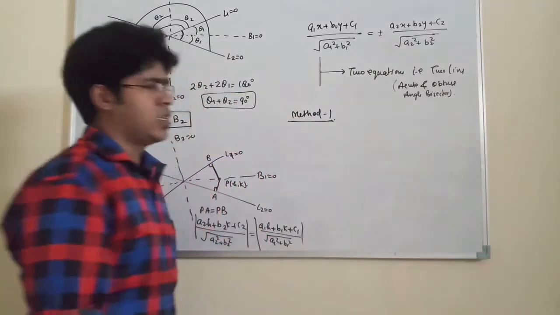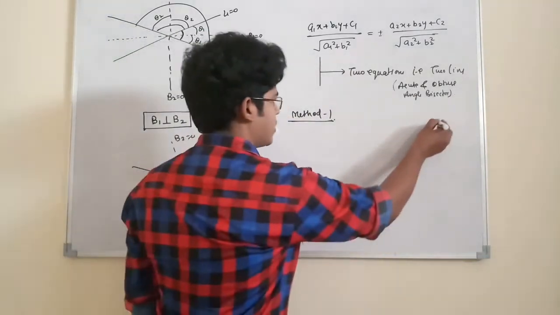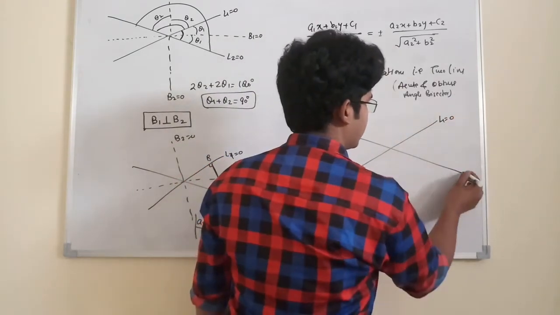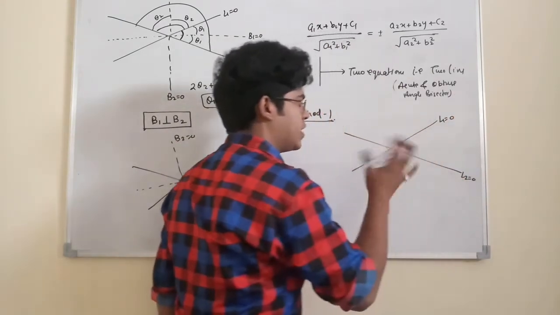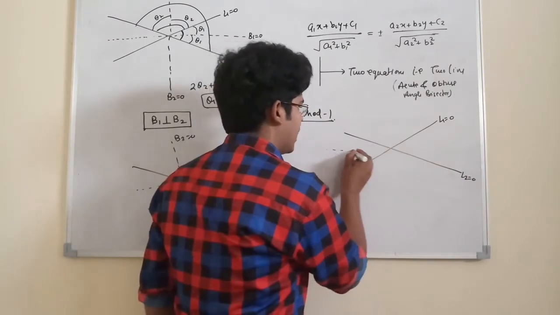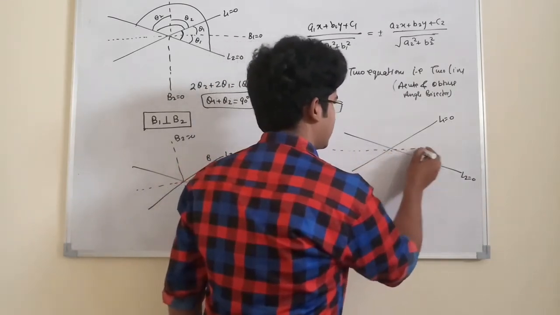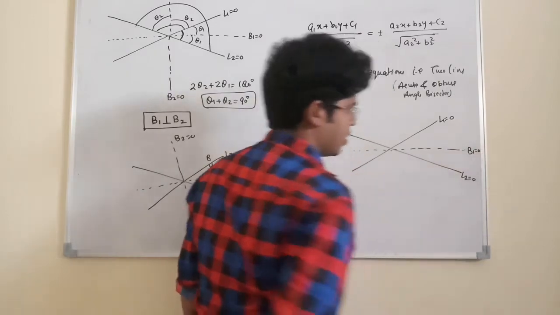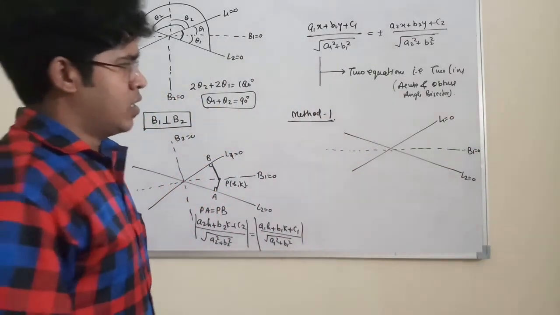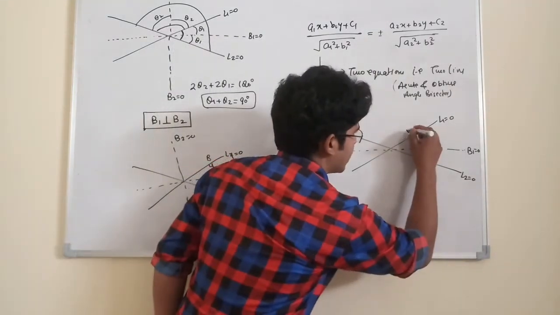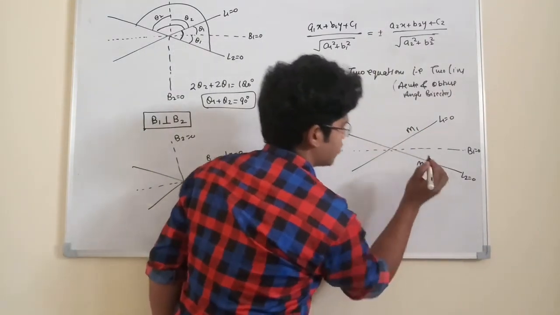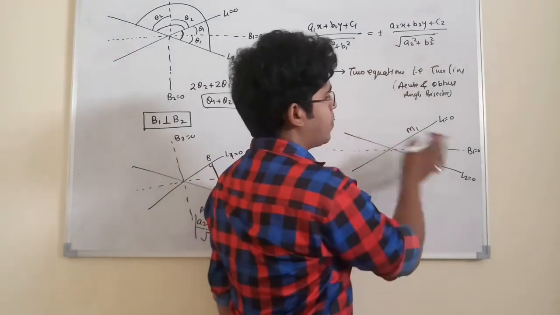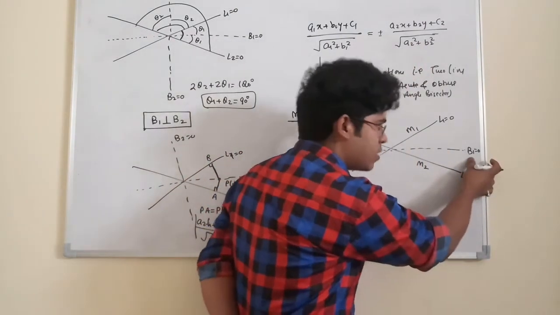Method number one. So you can say we have two lines. Suppose this is L1 equal to 0, this is L2 equal to 0. Now suppose I don't know which is acute or obtuse, but I know that this is B1, whatever it is, B1 is equal to 0. I know the slope of this one. Suppose this slope is M1, this slope is M2.